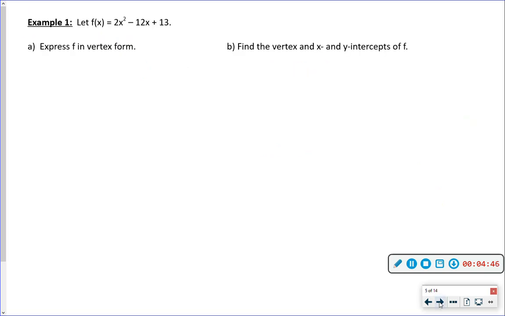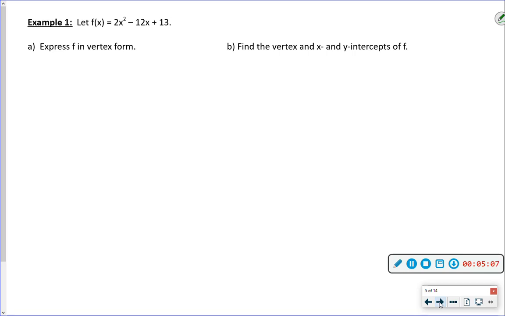So the trick is when they don't give it to you in vertex form. So first example here, f of x equals 2x squared minus 12x plus 13. Express it in vertex form. So this is where we're going to do a little bit of work. We have to get that quantity squared. So we're completing the square. This is a throwback to the first chapter.